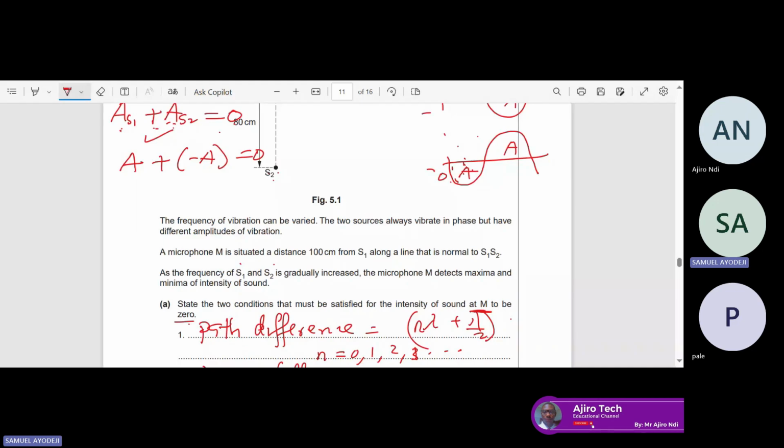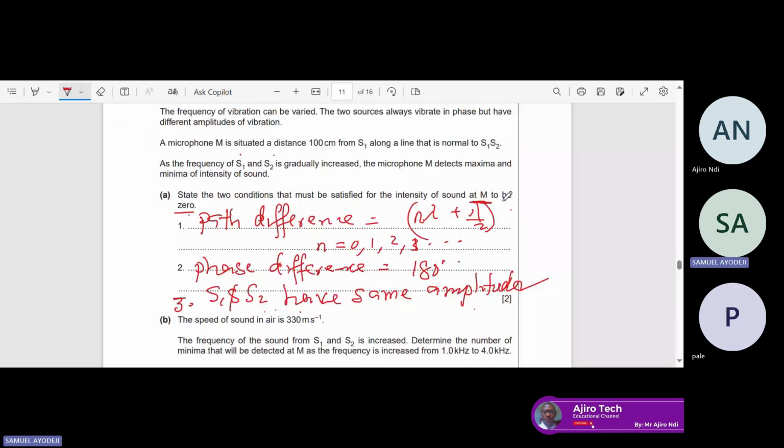Destructive interference occurs. Under destructive interference, we talk of path difference, then we talk of phase difference. So for destructive interference, path difference is given. If you check the note, this is the path difference for destructive interference. The same thing, phase difference is 180.